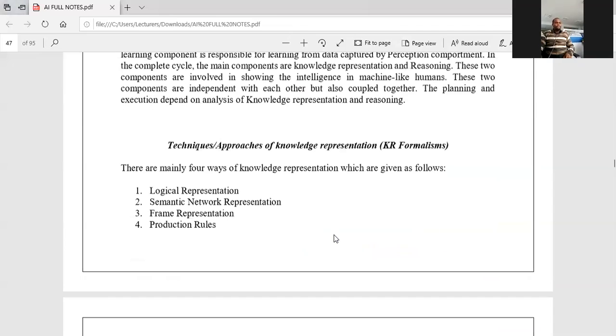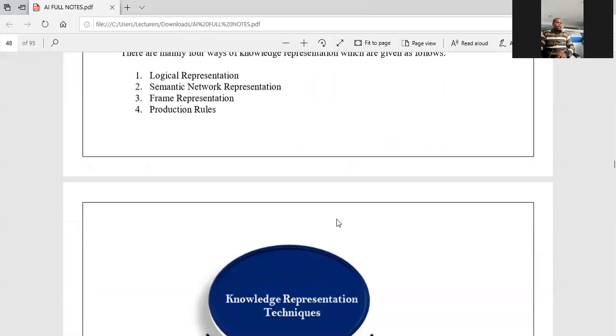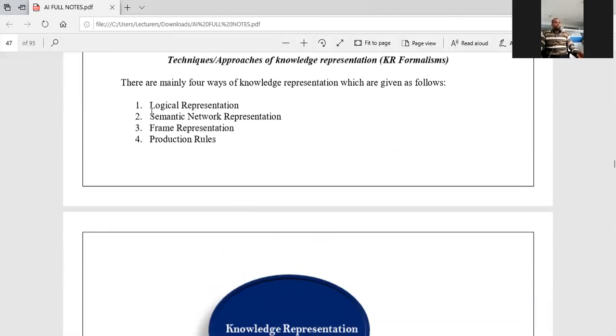Now let's discuss the approaches of knowledge representation, what we call knowledge representation formalisms. Now, there are four main approaches of knowledge representation. In other words, and basically, just before we begin, these knowledge representation schemes or formalisms are informed from the types of knowledge. All right, so there are four ways of representing knowledge, and they are basically from the types of knowledge.